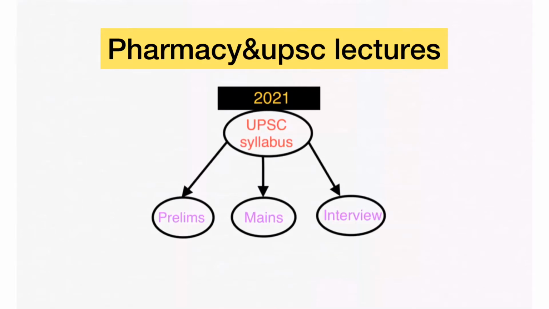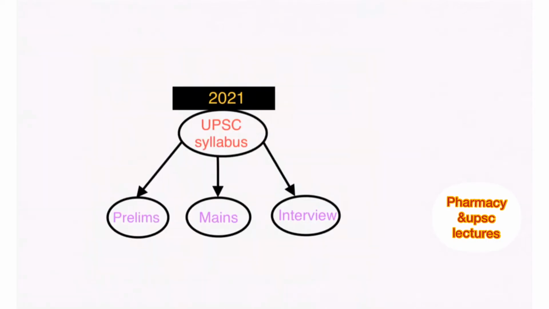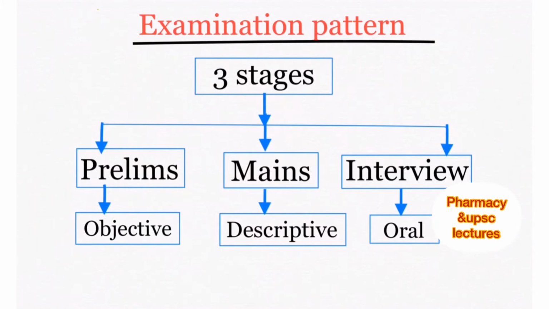In this video, I would like to explain about the UPSC CSE syllabus, pattern and books to refer. Examination pattern: UPSC CSE is conducted in three stages. First stage is prelims, which is objective format, nothing but MCQ. Next, mains. It is in descriptive format, nothing but written format. Third stage is interview, nothing but personality test, which is in oral format.